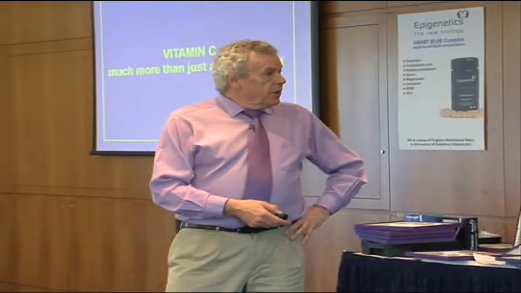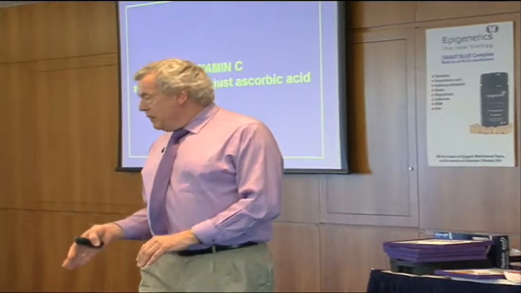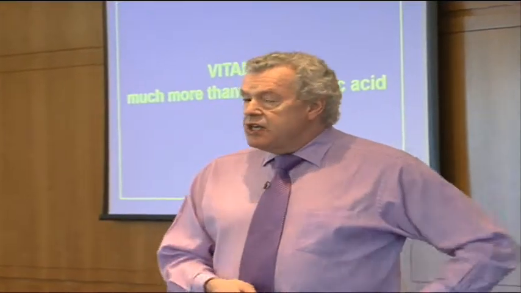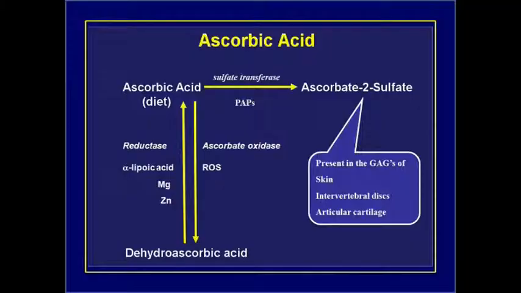Okay, vitamin C. Now vitamin C, we hear an awful lot about vitamin C, and we hear an awful lot about ascorbic acid. But like vitamin E, ascorbic acid is only the protective part. So ascorbic acid we get from our diet goes on to make ascorbate sulfates, which are very important components in the cartilage of all our joints, in intervertebral discs, and in the skin. These are known as GAGs, or glycosaminoglycans. So ascorbate, vitamin C, is very, very important here in a lot of the ground matrix tissues in the body.